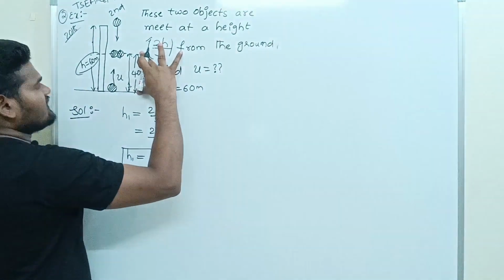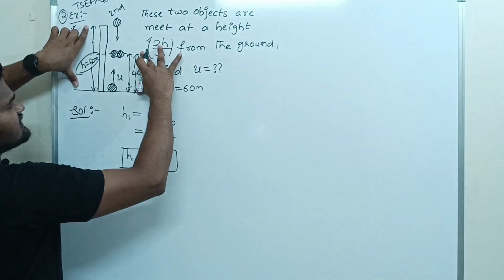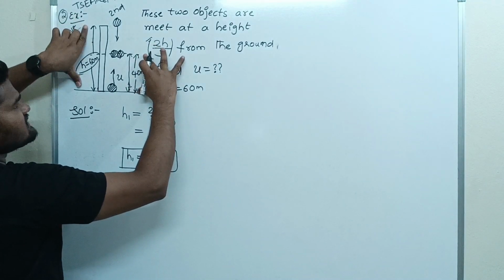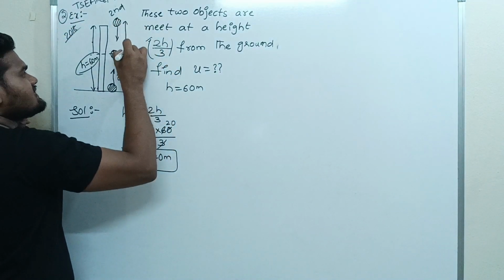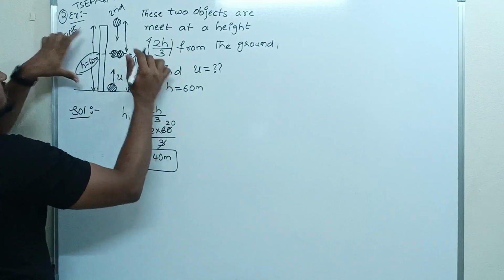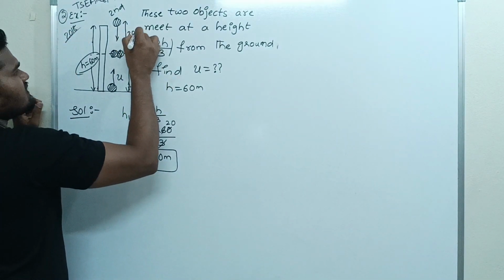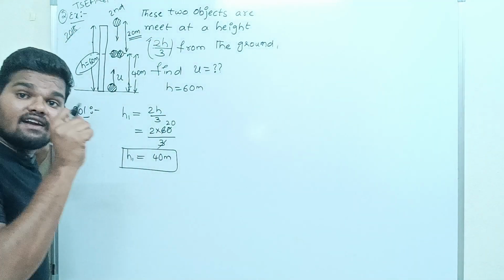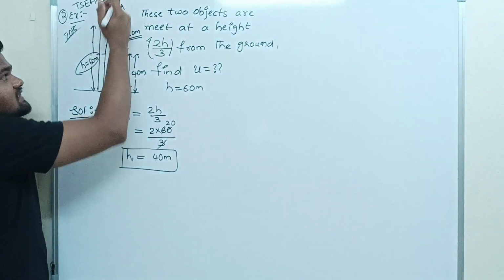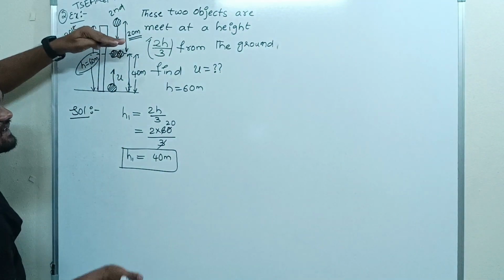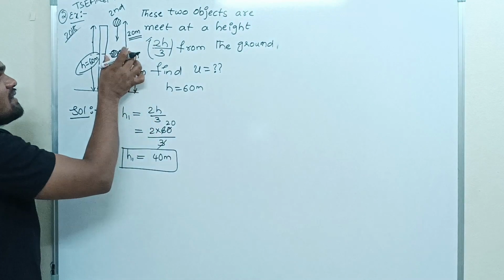So if this is 40 and the total height is 60, then what is the distance traveled by the second body? 60 minus 40, that is how much? 20 meters. So 20 meters is the distance traveled by the first body, and 40 meters by the other. They meet each other.